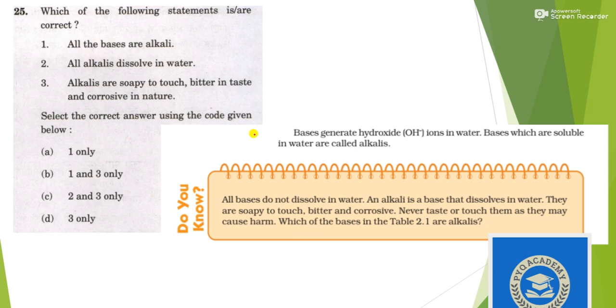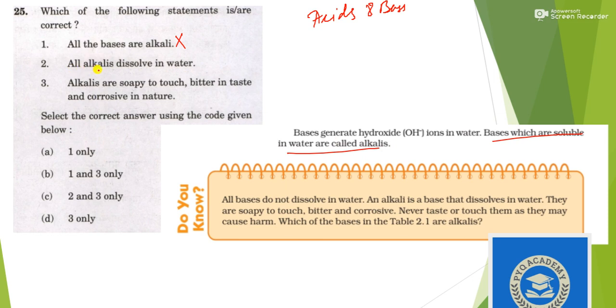Which of the following statements are correct? This is also directly from the chapter on acids and bases. Okay. So the first statement is all bases are alkali. Here you can say that bases which are soluble in water are alkalis, not all bases. So this option is wrong.